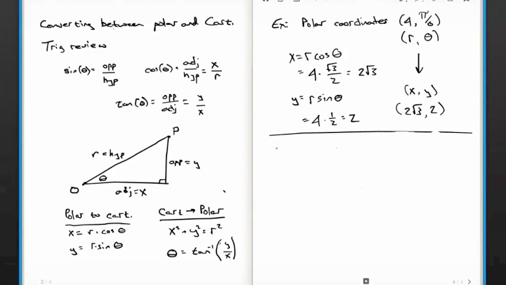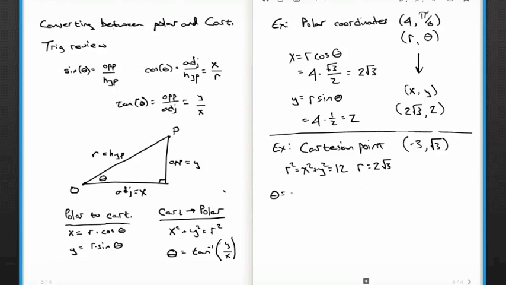All right, a slightly more difficult example is to go the other way. Let's say I've got the Cartesian point (-3, root 3). The radius is easy because r squared equals x squared plus y squared, which equals 12. So r equals the square root of 12, which I know is 2 root 3. Well, theta equals the arctan of y over x, which equals the arctan of root 3 over negative 3.